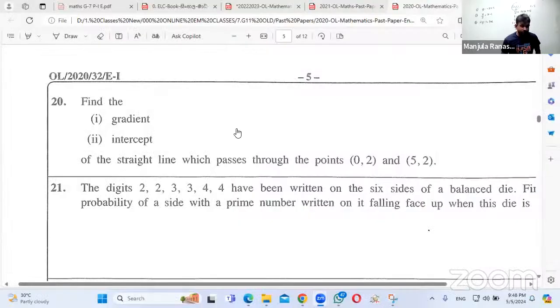Right, this is the question. Right. Write it down. 2020 question.